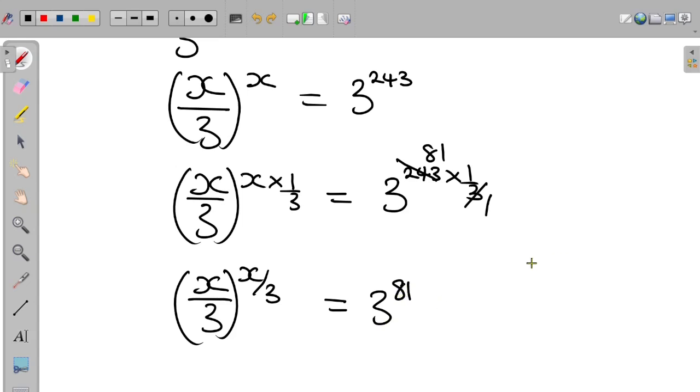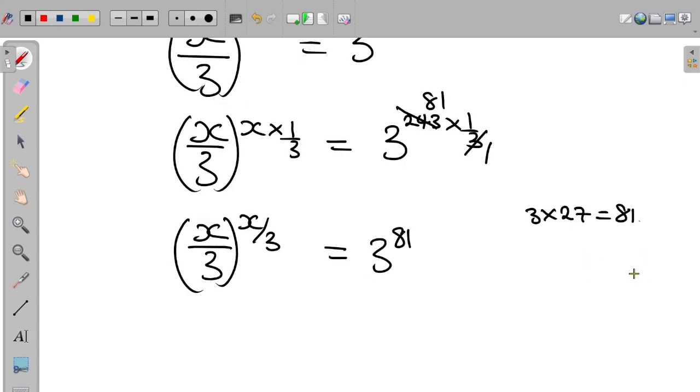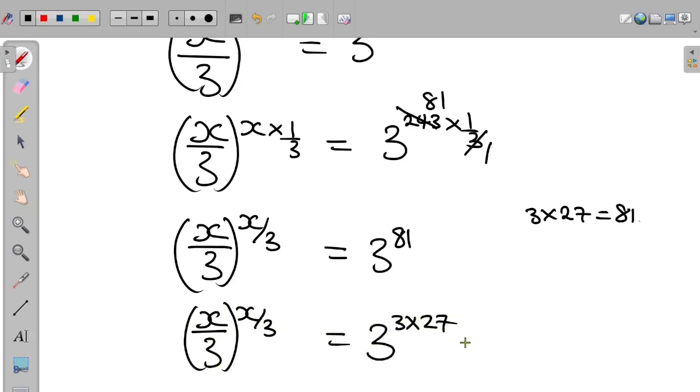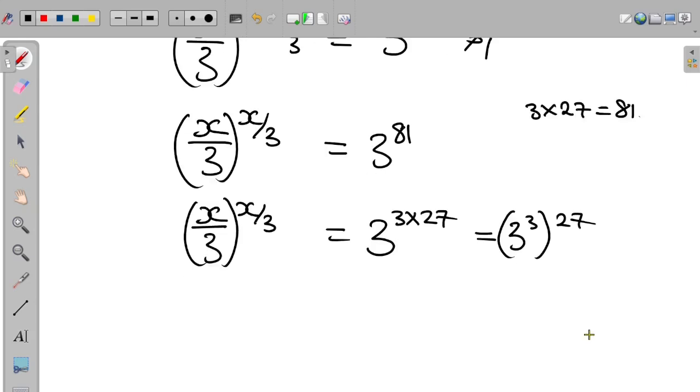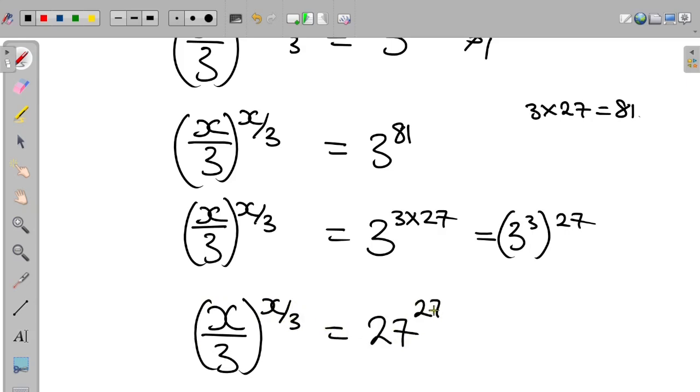Now, watch out. We know that 3 times 27 is equal to 81. So therefore, we have that x divided by 3 all to the power of x divided by 3 is equal to 3 to the power of 3 times 27. And this can be expressed as 3 to the power of 3 all to the power of 27. And we know that 3 to the power of 3 is 27. So we have that x divided by 3 all to the power of x divided by 3 is equal to 27 to the power of 27.